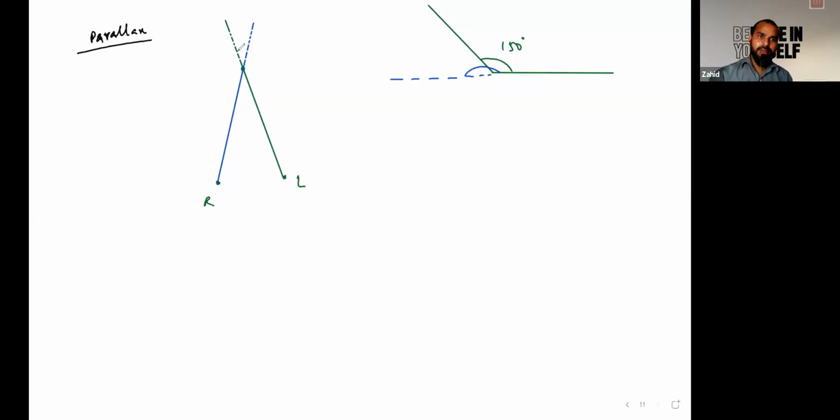So this object will appear at this point while closing the left eye, and this object will appear at this point while closing the right one. It means we can't define the exact position by keeping one eye closed. Both eyes together define the exact position of the particular object correctly. Okay?